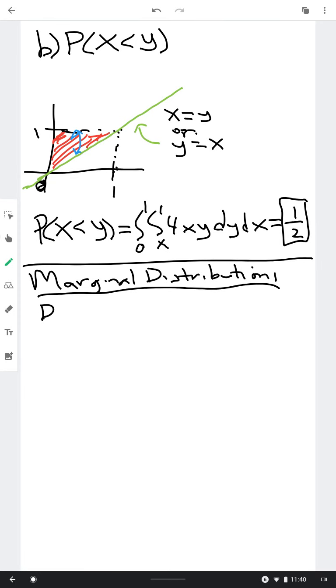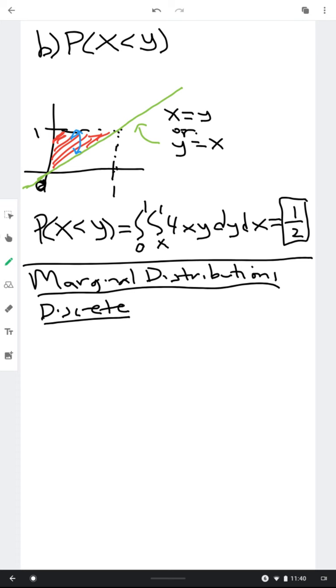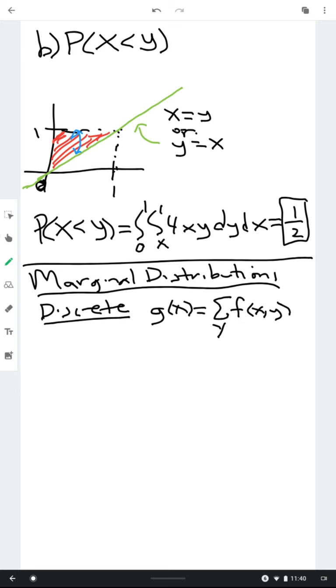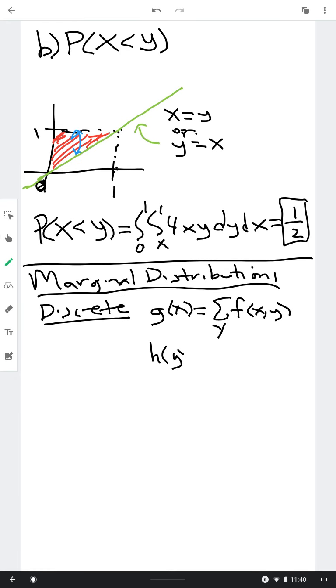So for the discrete case, we have g of x, the probabilities of just x alone. We're going to sum over all the y of f of xy. What this literally means is that we're going to keep x constant, and as we keep x constant, we're going to sum over all the y values for that constant value of x. And we're going to do that for every single value of x. We can do the same thing for y. We're going to look at an example of this in just a second. We can sum over all the x, keeping y constant.